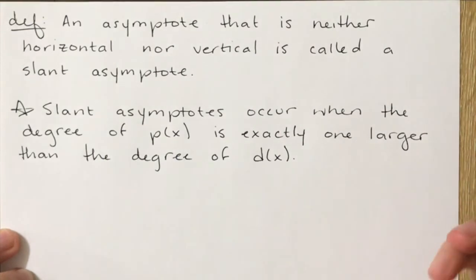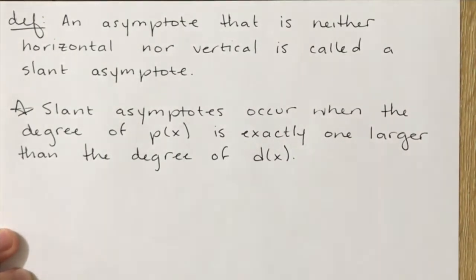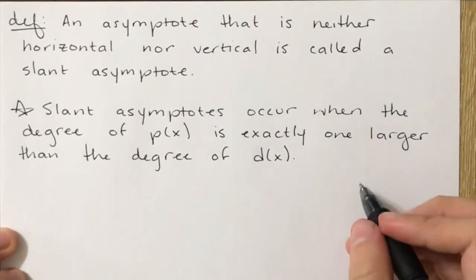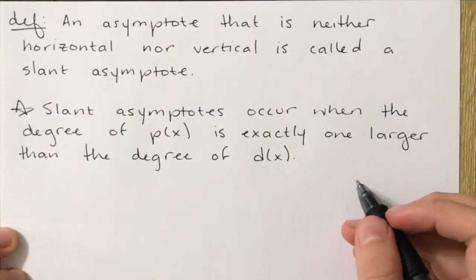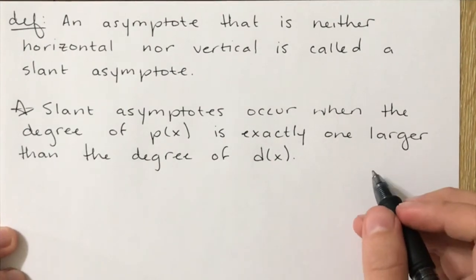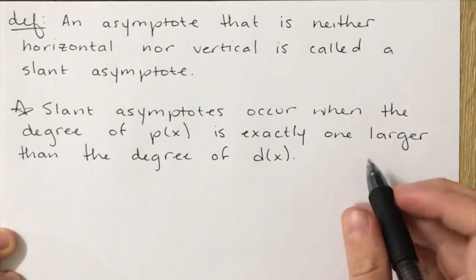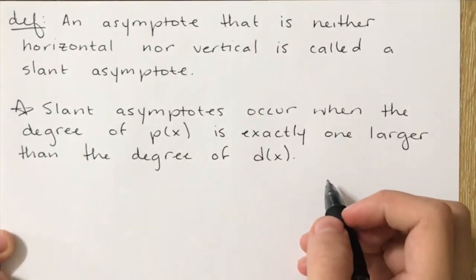Before you ask, it's possible for us to have quotients, when we divide the numerator and denominator of a rational function, that have a higher degree than a line, like an x squared or an x cubed, but we're not going to see them in this class. So we are just talking about slant asymptotes here.